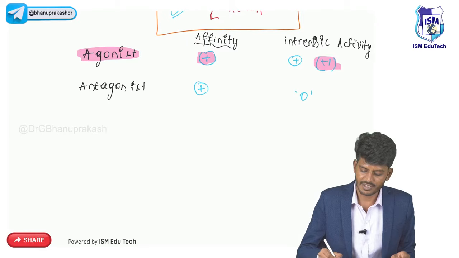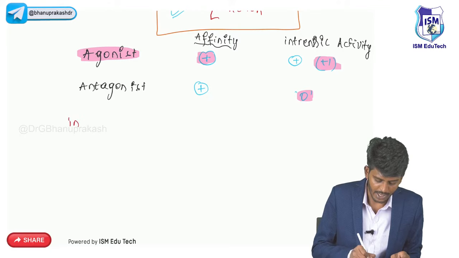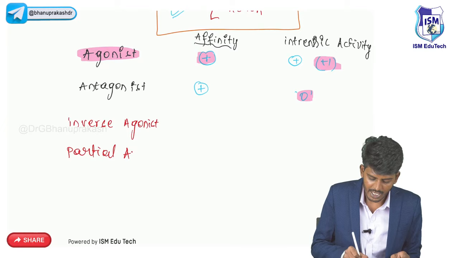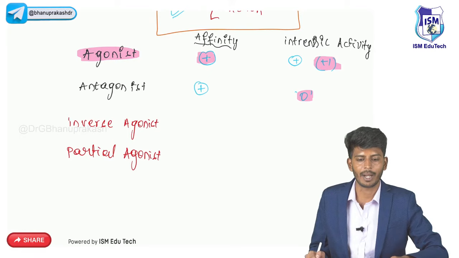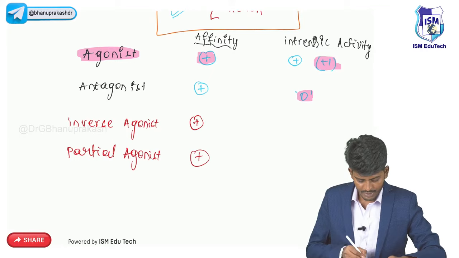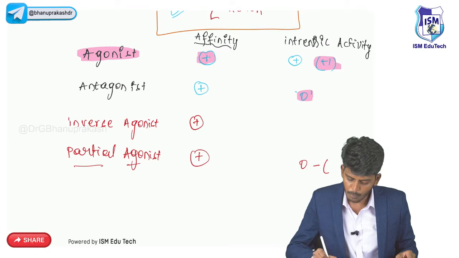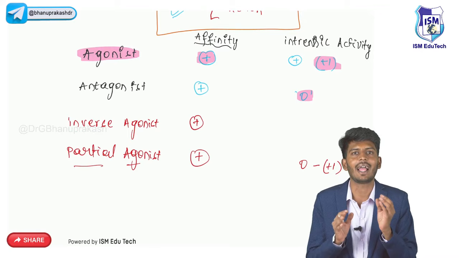Based on that, we have one more type of substance called an inverse agonist, and there is one more substance called a partial agonist. Any drug working through a receptor will have an affinity, the ability to bind to the receptor. So, affinity is present for both of them. Let's start with a partial agonist. Partial means a little bit, so the intrinsic activity will vary from 0 to plus 1. An agonist will have a maximum activity, and a partial agonist will have a little lesser activity.